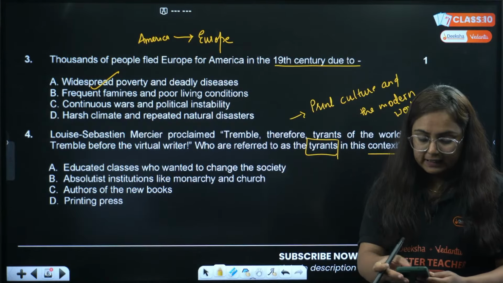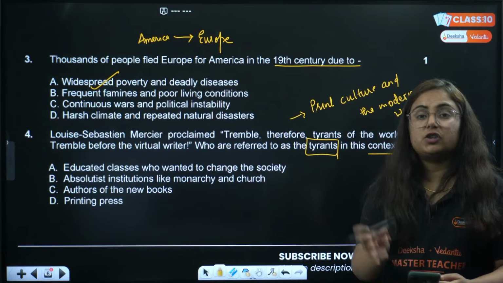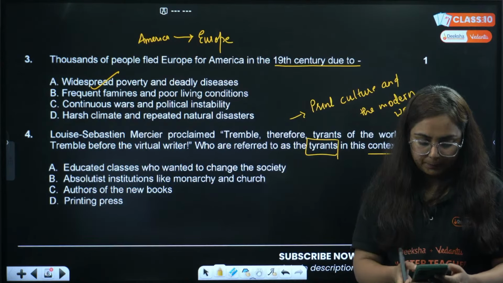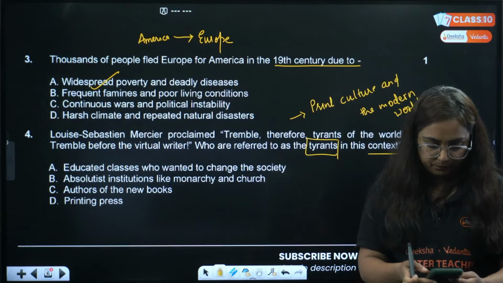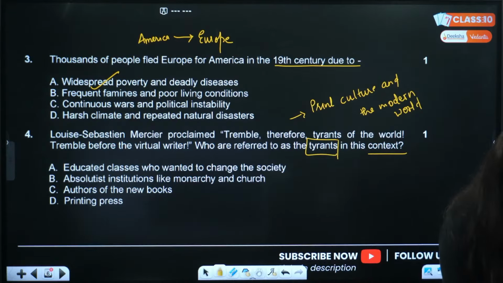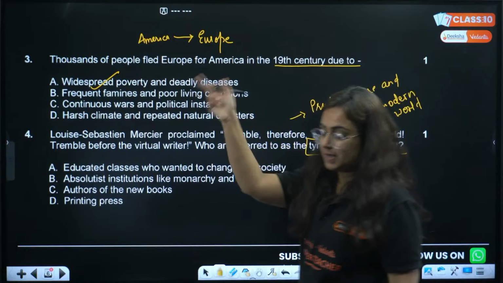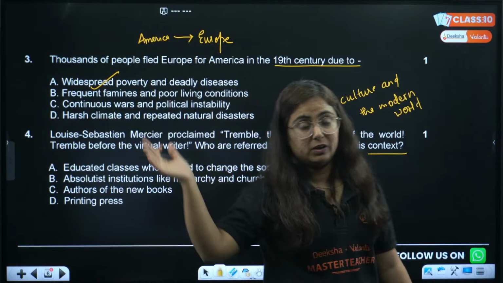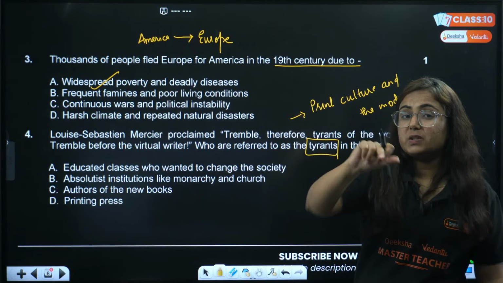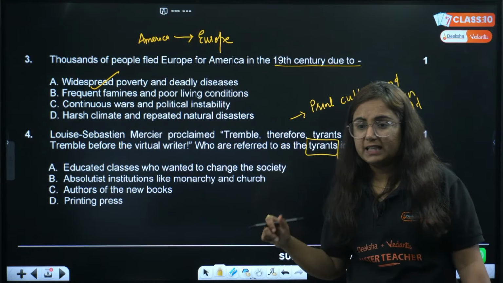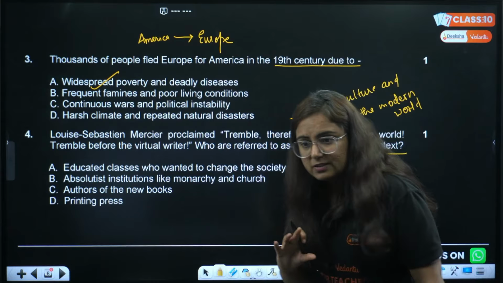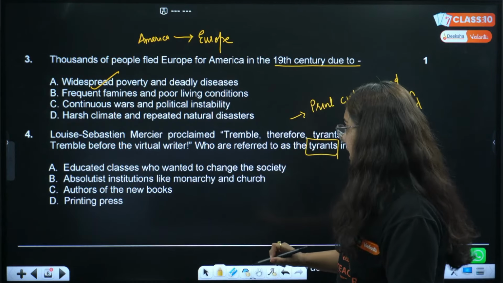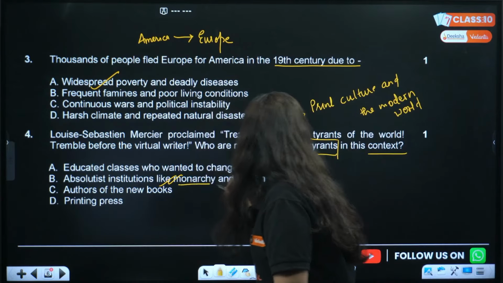Analyze the pattern that each chapter of history consists of 1 mark. The first question was from Europe, the second from India, the third from Making of the Global World. We have 4 questions from Print Culture and the Modern World. Someone answered me as A and B. Vaishnavi Mishra, you are very much correct. It's absolute institutions like monarchy and church.